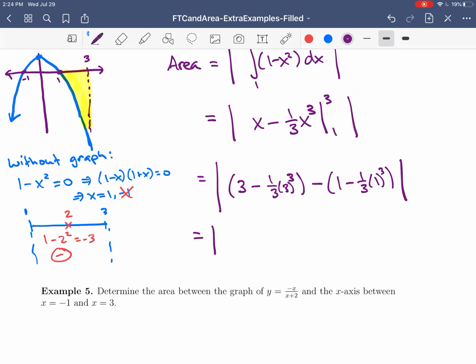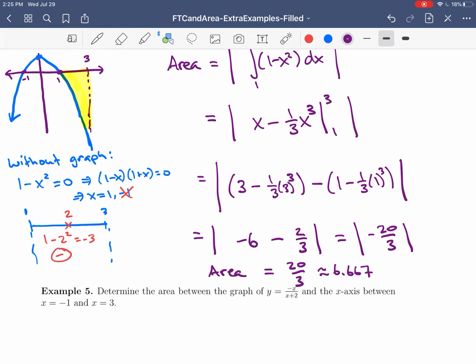Okay, so that's going to be 3 minus 9, so that's minus 6, minus 1 minus 1/3, which is 2/3. So I get the absolute value of negative 20 over 3. So the area is going to be positive 20 over 3, which is approximately 6.667. So that's the area in this situation here.